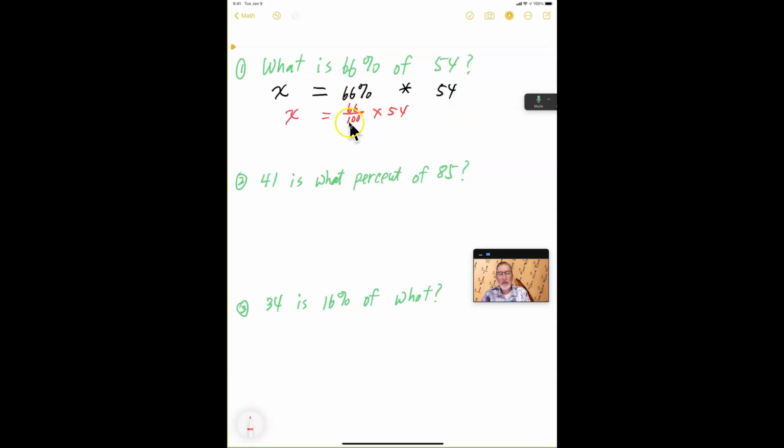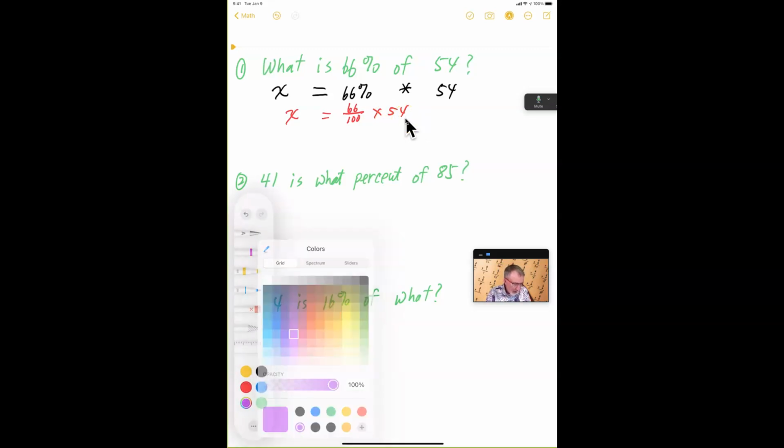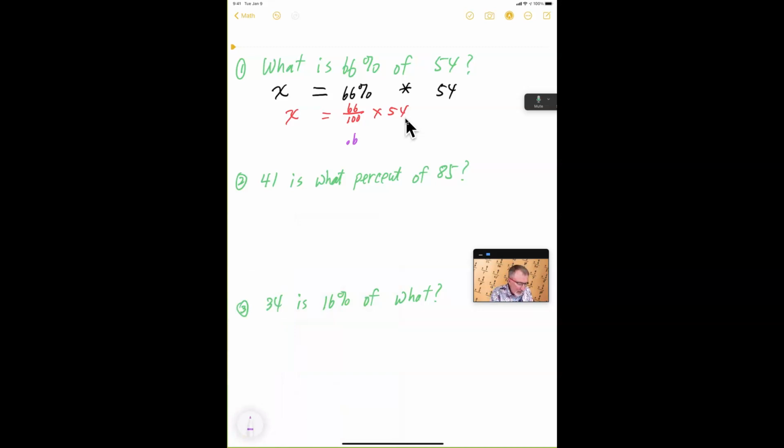66 times 54 divided by 100. That's one way to do it, and you can use your calculator. So go ahead and do that if you like. The other way to do that is to consider the equivalent of 66%, which is 0.66. So 0.66 times 54 is also equal to X. So let's go ahead and see. Turn your calculator on. My calculator died. It's not getting enough sun. I guess I need to put it on my windowsill, let it recharge. So I'm going to go ahead and do this longhand.